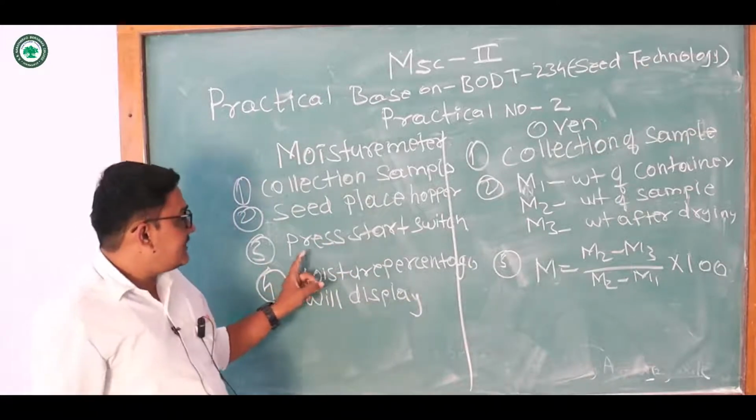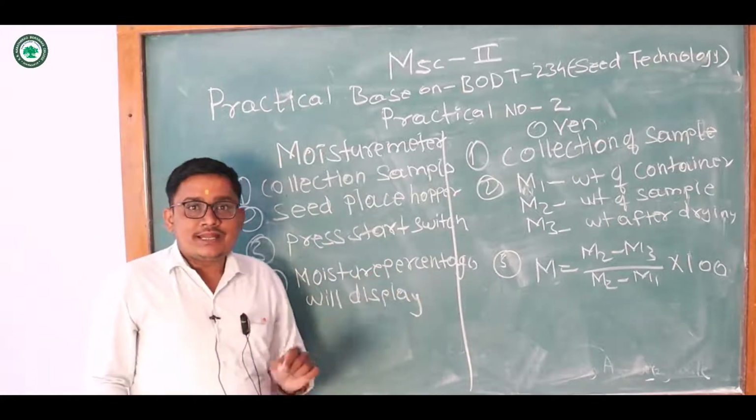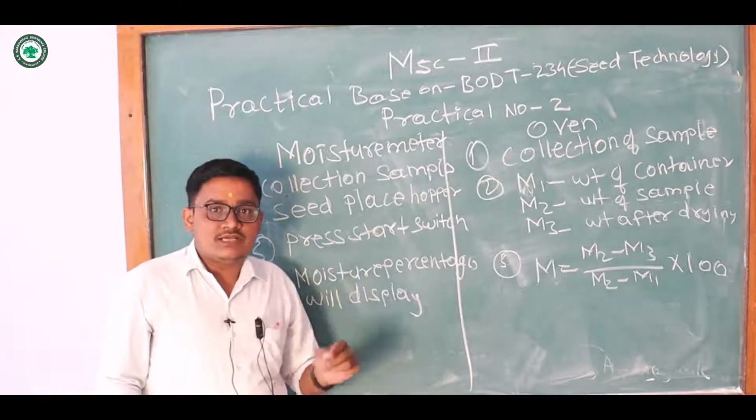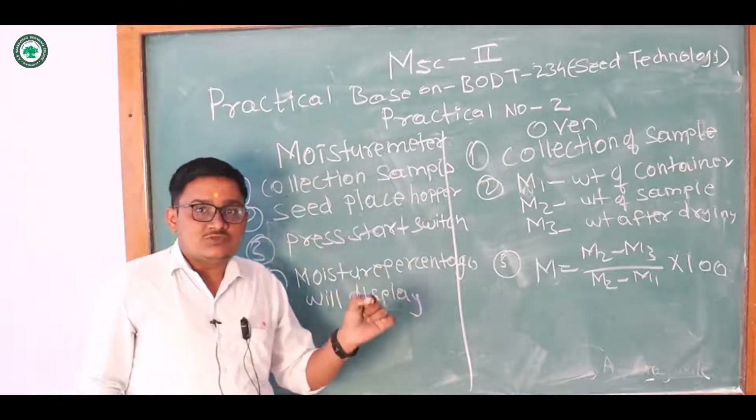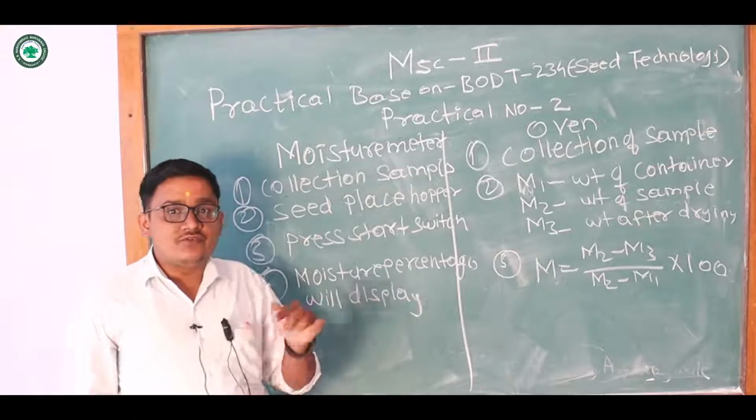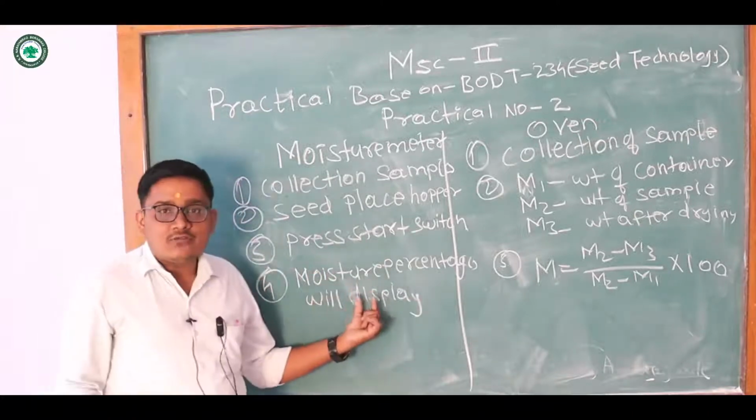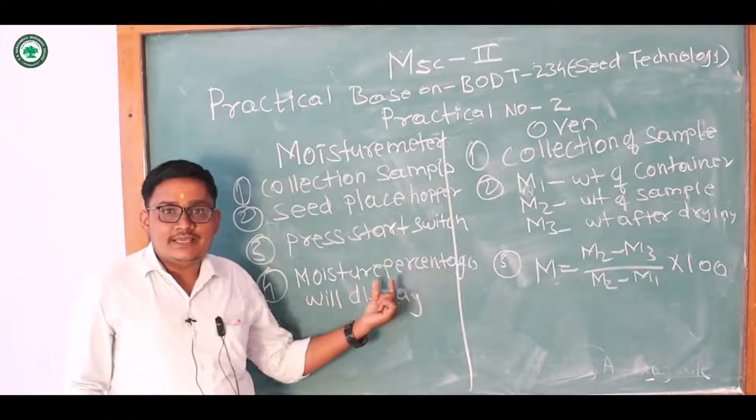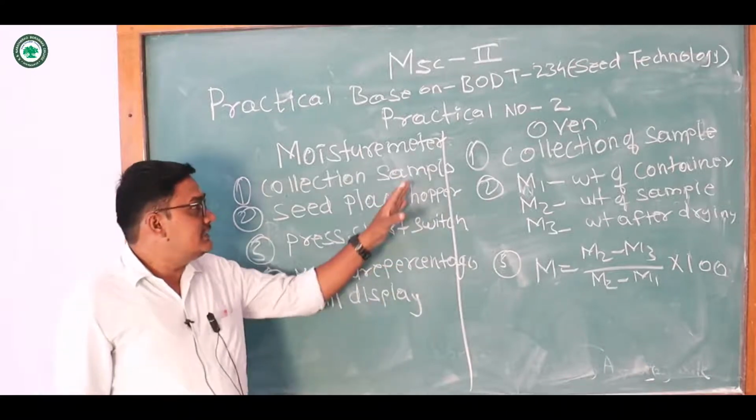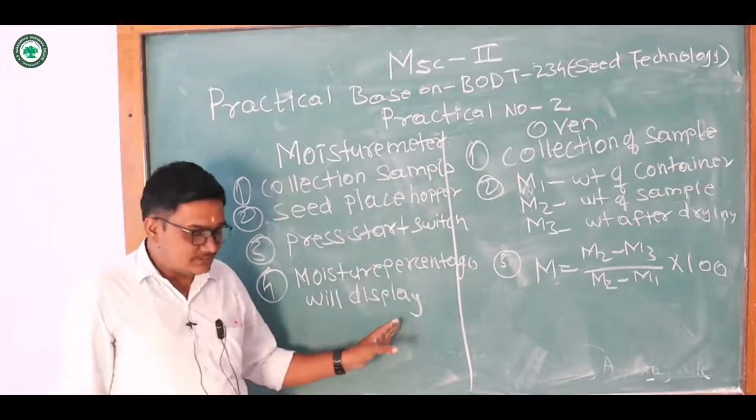Then, the next step is to press the start switch. There are different switches present on the moisture meter, and one of them is the start switch. Press the start switch. After a few minutes, the moisture of the seed will be displayed on the moisture meter display.